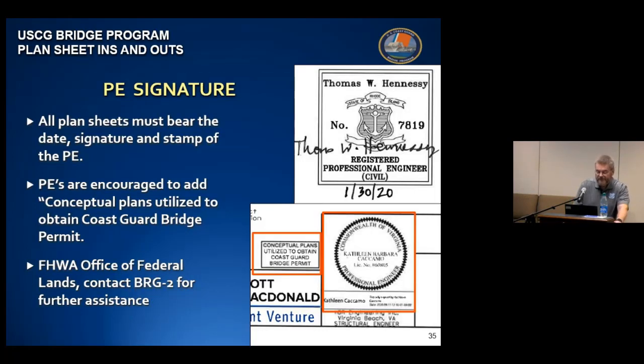It's a Coast Guard Bridge Program policy that prior to permit issuance, all plan sheets must bear the date, signature, and stamp of a professional engineer. PEs may, at their discretion, add verbiage to the effect that these are conceptual plans utilized to obtain a Coast Guard bridge permit. I know that sometimes engineers can be a little bit hesitant about actually signing these things, but I think with that disclaimer, we found that tends to help. And if there's ever a project that involves the FHWA Office of Federal Lands, we just ask that you coordinate that with your local bridge office for specific requirements.